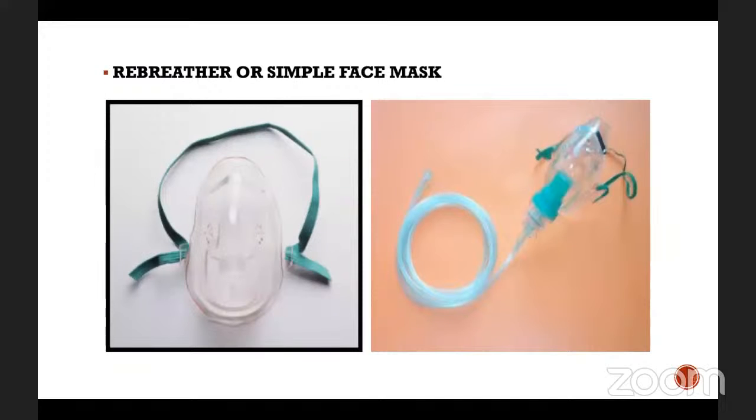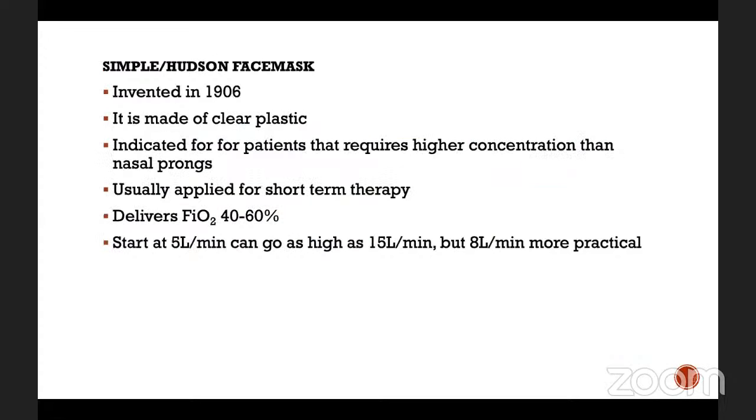The rebreather or simple face mask, also referred to as the Hodgson face mask, was invented in 1906. It is made of clear plastic and it can deliver 40 to 60% oxygen. So most of the time we use it for short-term oxygen therapy. We usually start from 5 liters per minute. We can go as high as 15 liters per minute, but 8 liters per minute is more practical for our patients.